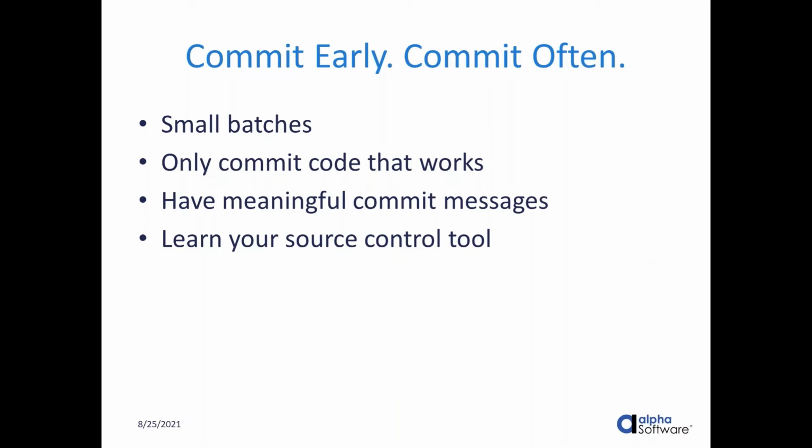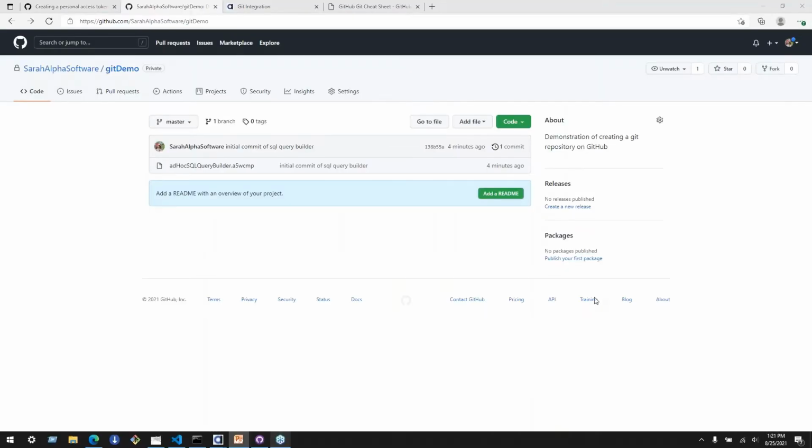With any source control system, there's a lot of things that you can do wrong and there's a lot of things you can do right. Some things that I recommend doing if you are using source control, besides using source control, is to commit early and commit often. And what this means is you make changes, small changes in small batches so that it's easy to roll back something if you don't want to keep it. Don't commit broken code, always commit working code. Have meaningful commit messages so you know what the change is without having to dig into the code. And then also learn your source control tool. Alpha Anywhere's integration is very basic.